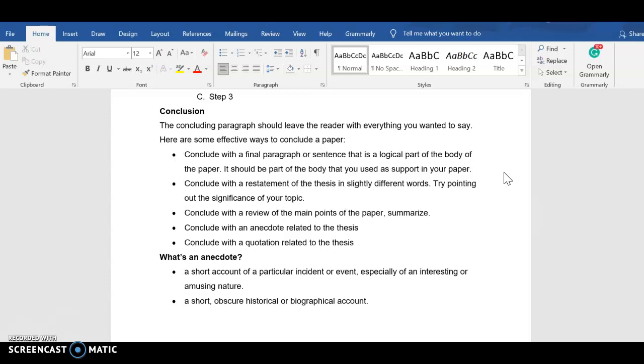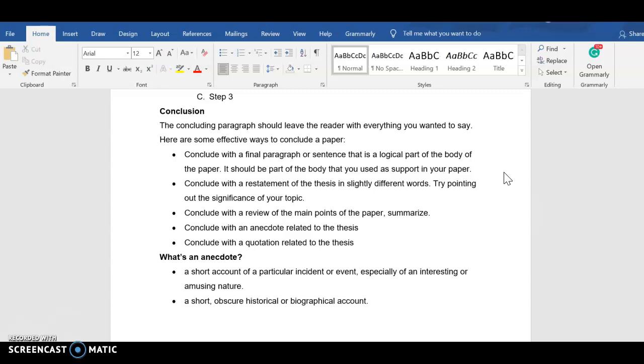Conclude with a restatement of the thesis in slightly different words. So basically trying to point out the significance of your topic. Conclude with a review of the main points of the paper, so summarizing. Conclude with an anecdote related to the thesis. Conclude with a quotation related to the thesis.